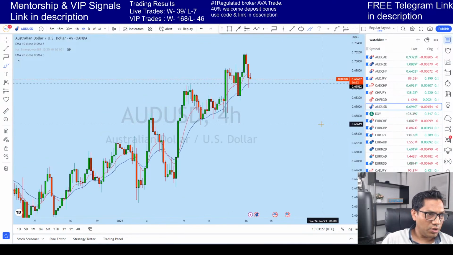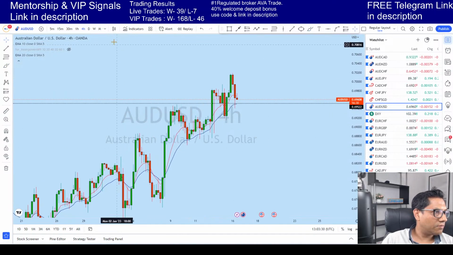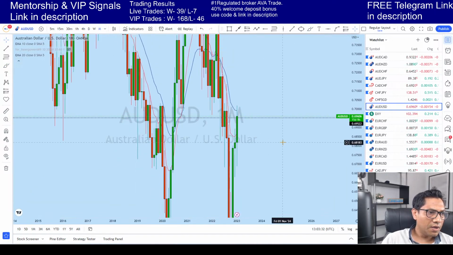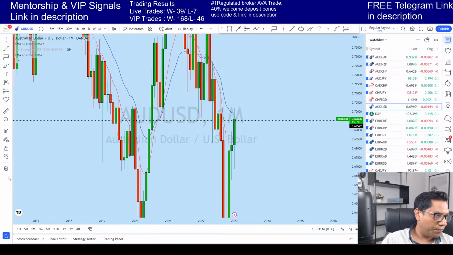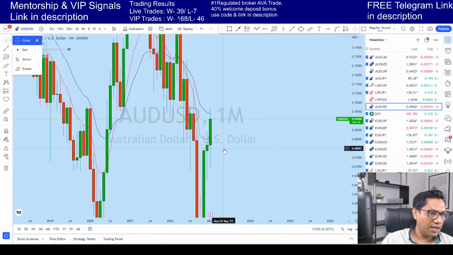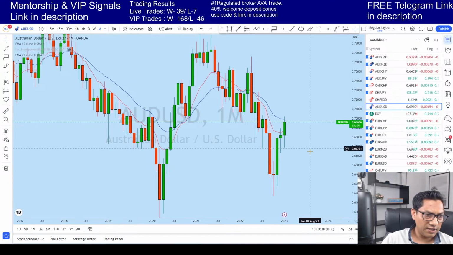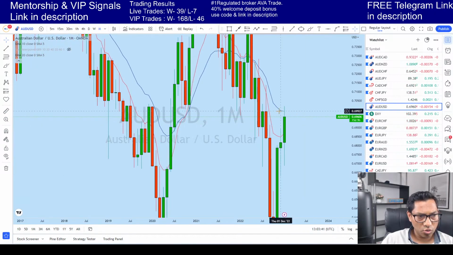So what do you see on AUD USD? Let's look at the bigger picture again, monthly. Now, probably you have heard previously, I said in all my analysis that on the AUD USD monthly, it was highly likely that the price would reach this zone where there is a monthly 20 MA. It did exactly that.